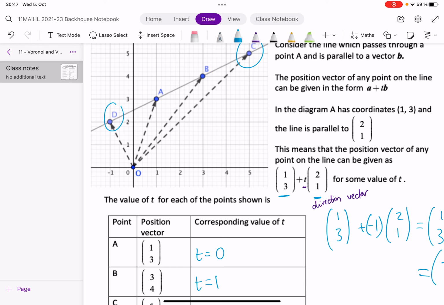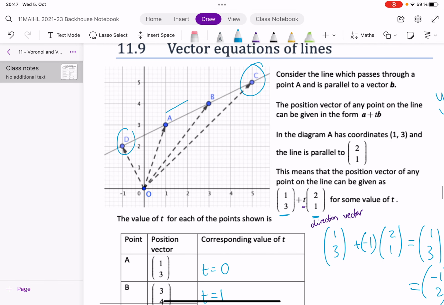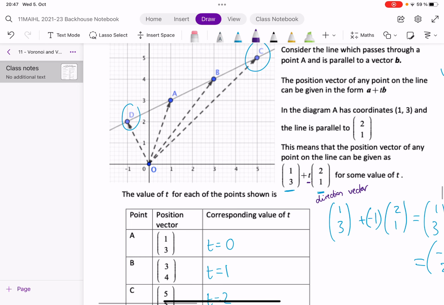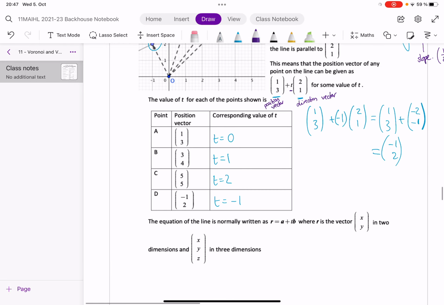And equally, the direction vector we chose is 2, 1. I could have said the direction vector was 4, 2. I could have said the direction vector was -2, -1. So there will be multiple correct answers. Of course, all the direction vectors will be scalar multiples of each other. But the position vector, which is this first vector, any value is up for grabs, any value as long as it's on the line.